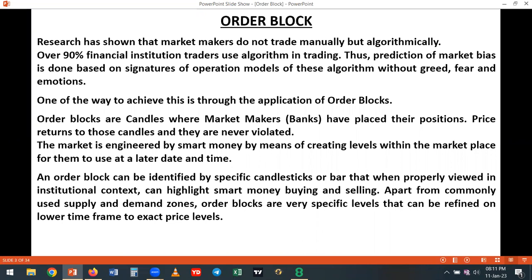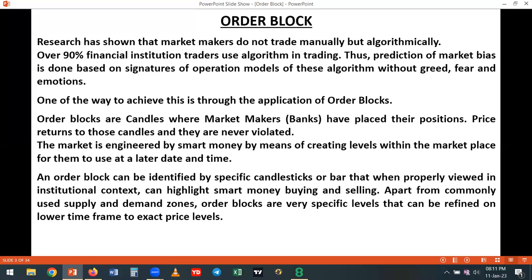Order blocks are candles where market makers, that is the banks, place their positions. Research has shown that market makers do not trade manually, but algorithmically. Over 90% of financial institution traders use algorithms in trading. Thus, prediction of market movements is done based on signatures of operation models of this algorithm, without greed, fear, and emotion. One of the ways to achieve this is through the application of order blocks.